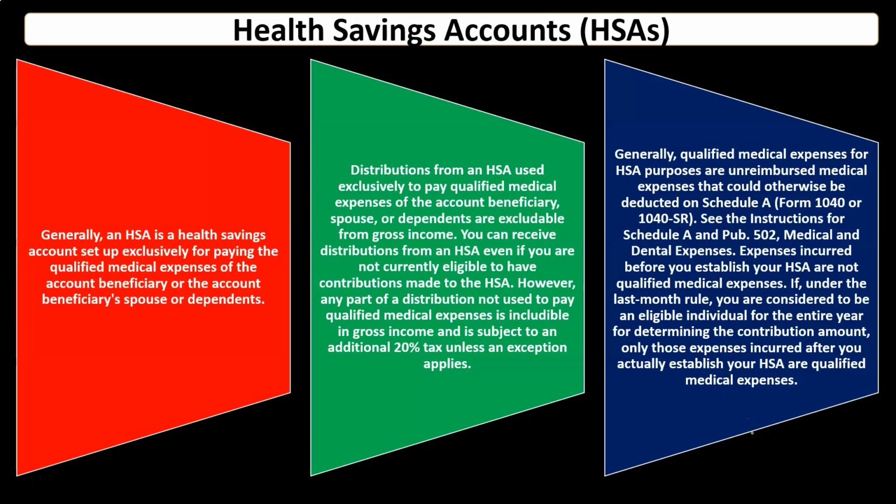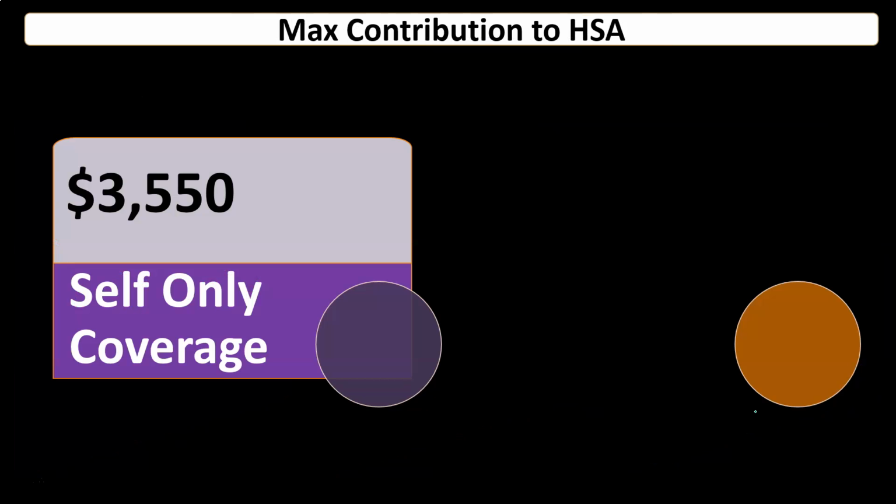Expenses incurred before you established your HSA are not qualified medical expenses if, under the last month rule, you are considered to be an eligible individual for the entire year. For determining the contribution amount, only those expenses incurred after you actually established your HSA are qualified medical expenses. So even if you qualify for the year, if the medical expenses were there before you made the HSA, then they don't count.